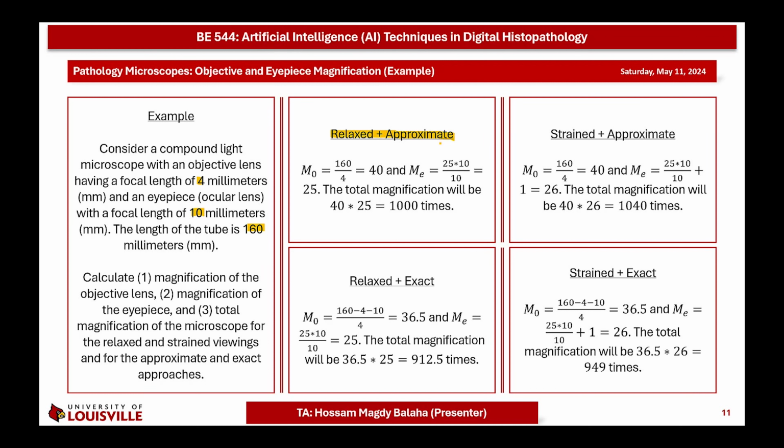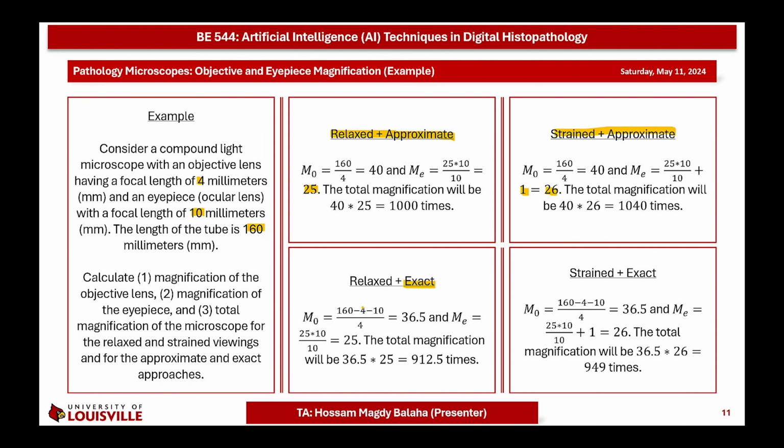If we have relaxed and approximate, we will just divide 160, which is the length, by 4, which is the focal length of the objective lens. And we are going to use the relaxed, so we'll divide 25 multiplied by 10 by the focal length of the eyepiece. It will be similar values if you are going to use the same formula, which is approximate, but by converting from relaxed to strained, we will just add +1 to ME. So if the value was 25, it will be 26, and the total magnification will be 26 multiplied by 40, which is 1040.